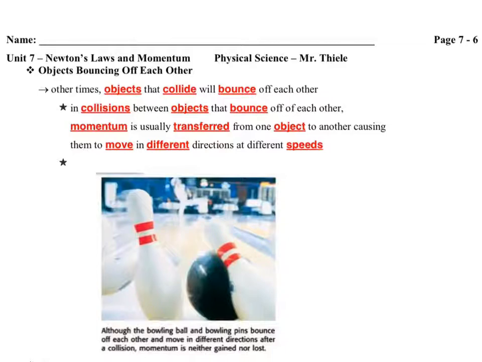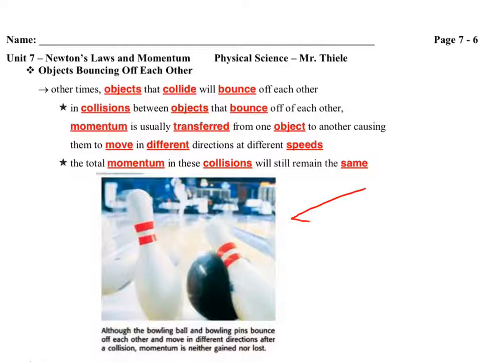Okay, next question. What happens to the total momentum in collisions in which objects bounce off of each other? Well, the answer is that the total momentum in these types of collisions will still remain the same, even if the objects bounce off of each other. So the example that's shown here is a good example.